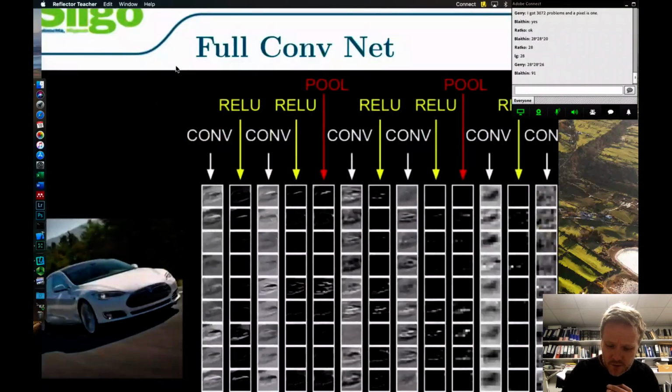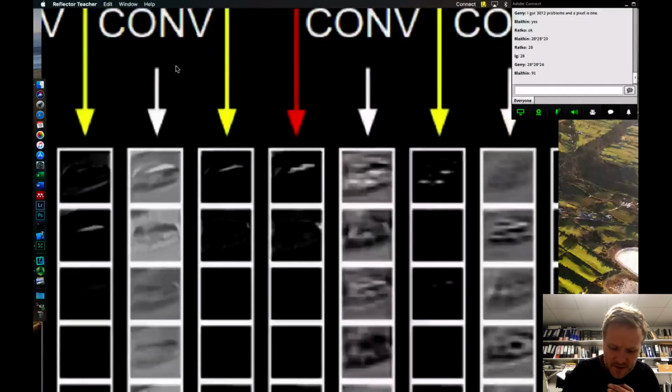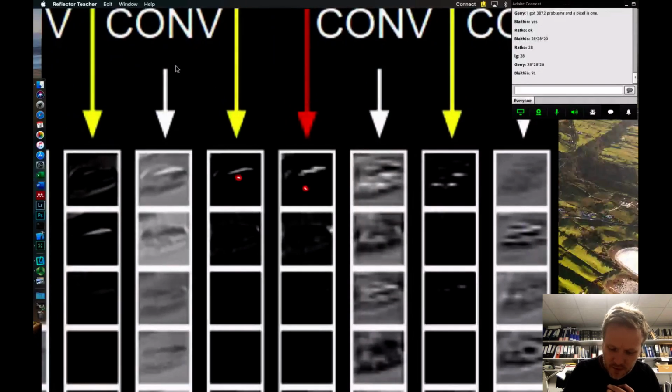And then, of course, we go through a pooling layer, and you can see that what's happened here between this and the pooling layer is that it's really just reduced the dimensionality of this.